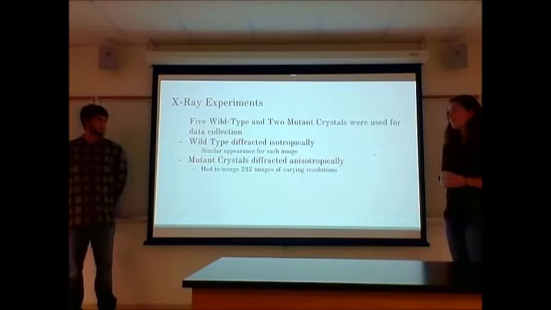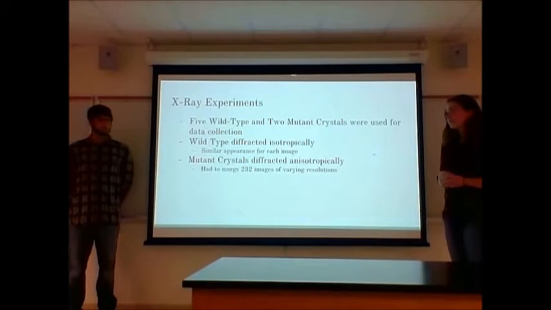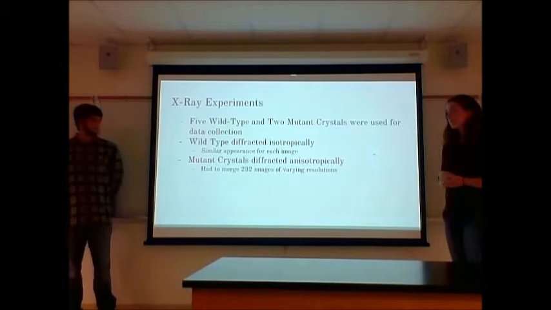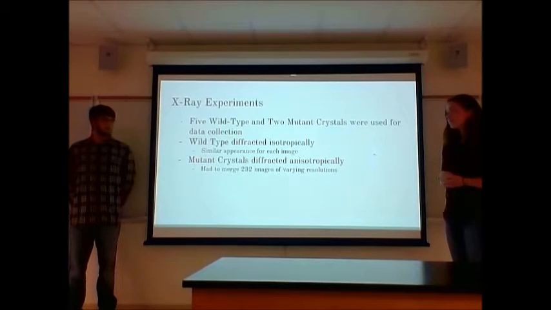So they were able to use that image. Unfortunately, for the mutant crystals, they diffracted anisotropically, which means that each phase diagram was slightly different and provided a slightly different resolution. So what they had to do is they took 232 images of varying resolutions and combined them into an overall image.